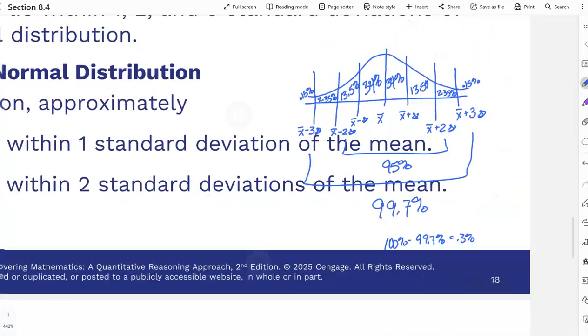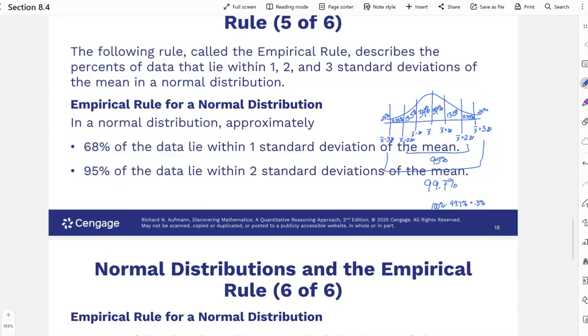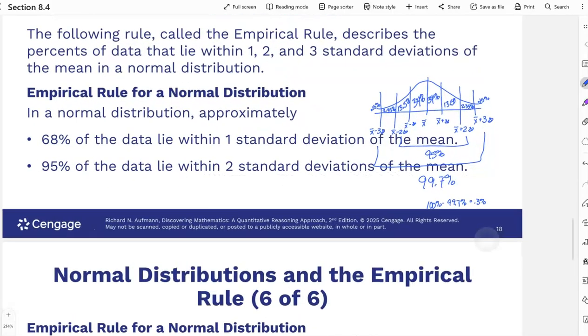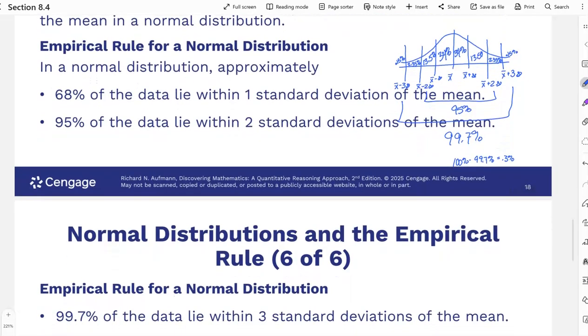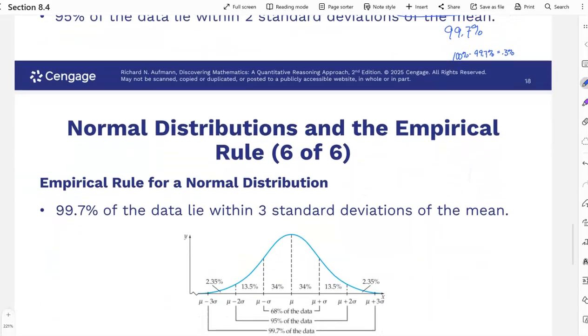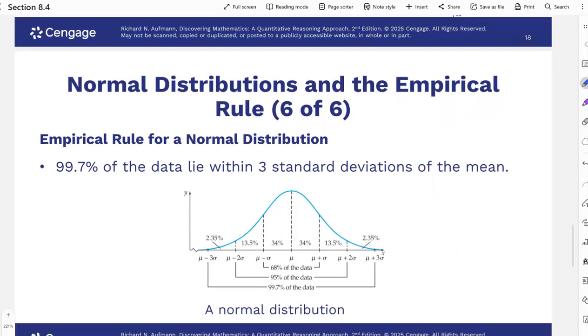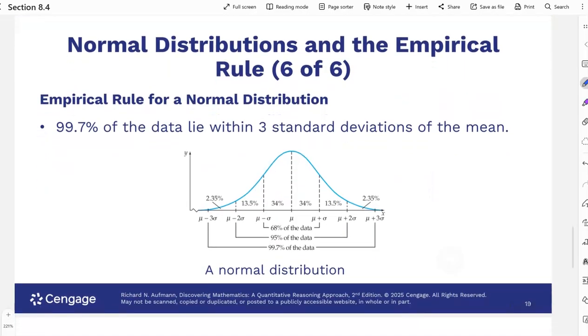So that's how we can take that normal distribution and split it up. If we have anything outside of 1, 2, or 3 standard deviations, we cannot use the empirical rule. This is where we would use technology. If we wanted something that was 2.7 standard deviations away, or something that was 1.3 standard deviations away, we could use technology to help us figure out what that area under the curve would be. But for right now, we're just going to stick with 1, 2, and 3 standard deviations.